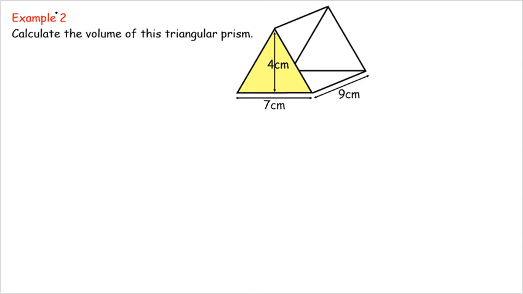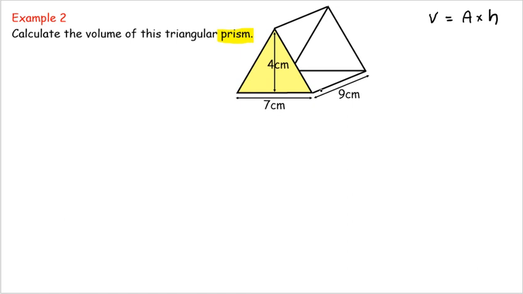So calculate the volume of this triangular prism. Now, we know that to work out the volume of a prism, we need to do area times height. So for the volume of a prism, I'll just write the formula over here first of all, just so we know what we're looking for. Area multiplied by the length of the prism, or the height. Okay, now the problem here is that we don't have the area of this face.